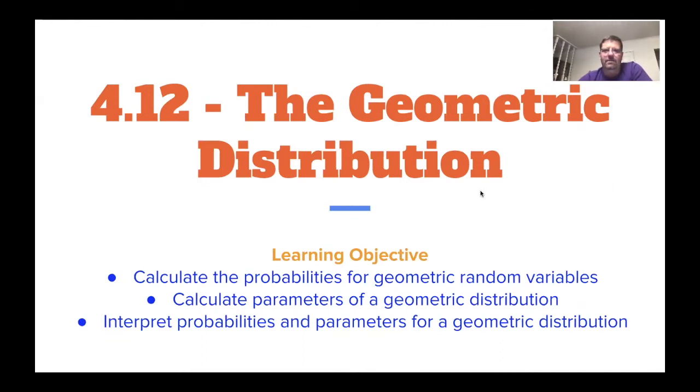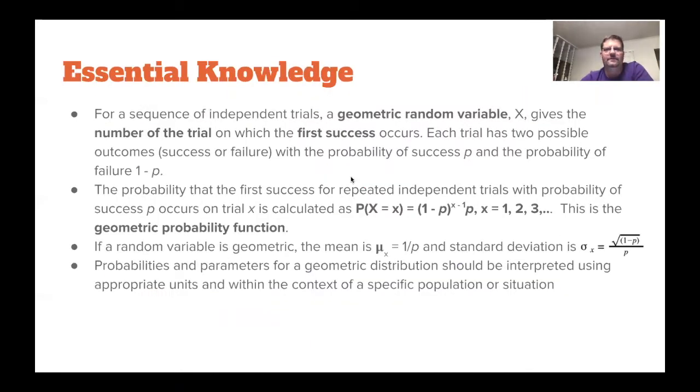So the geometric distribution, we're going to calculate the probabilities and the parameters. We're going to do it all in one section. And of course, we're always going to be able to interpret them in context. So we have our essential knowledge, and the difference about geometric versus binomial. On binomial, we did a fixed number of trials and counted the number of successes. We're still going to have successes and failures, but on geometric, we're going to keep doing an experiment until we get the first success, until the first success occurs.